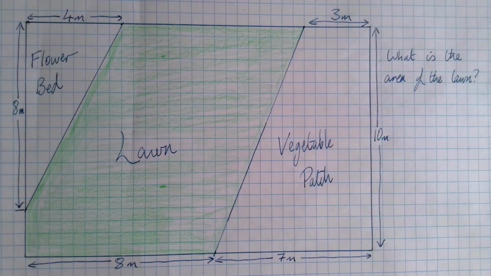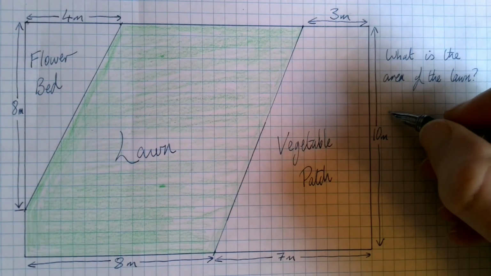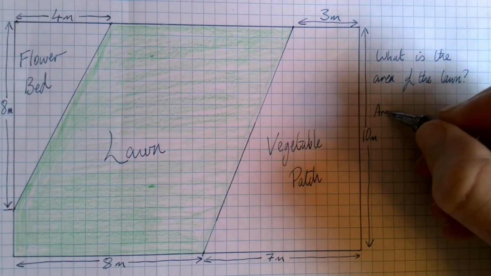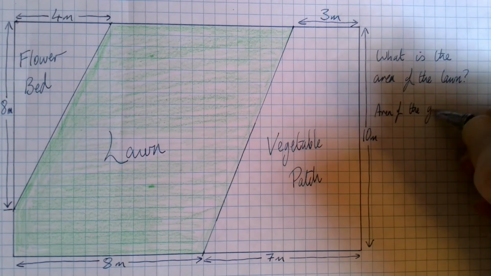So here we go. We've got all of these various dimensions put on here. It's possible to work out what the individual bits for the lawn are, but there's no need. And this is what I'd like you to think about. Sometimes, instead of working out the area that you want, work out the easy ones that you can do easily. So you've got a big rectangle that is the whole of the garden. So my first question to you is, what is the area of the garden?